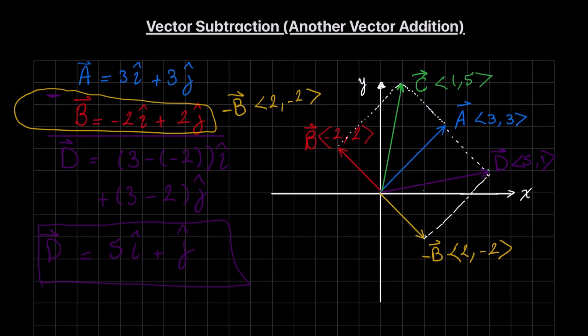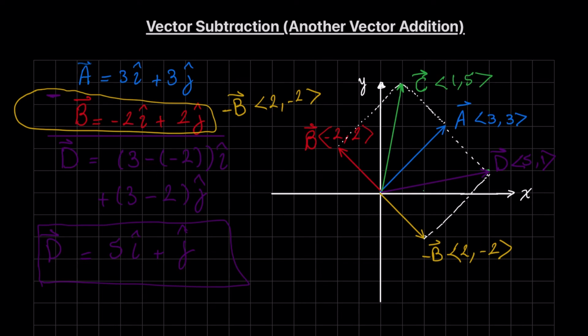But what about vector subtraction? Do we have such a thing as vector subtraction? Is it a legitimate idea, vector subtraction? Well, one could argue there is no vector subtraction, quote unquote. What we really have is another vector addition.